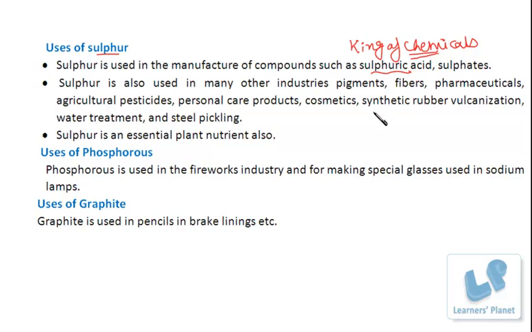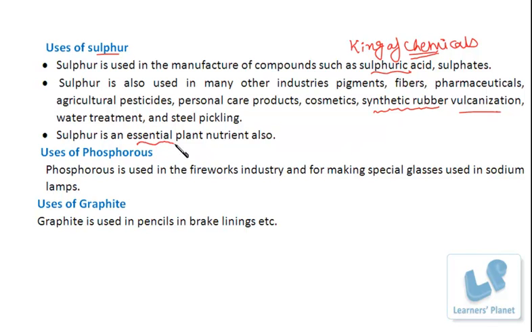Sulfur is actually mixed in the natural rubber in order to enhance its good properties, that is its elasticity, and to enhance the temperature at which it melts. So this is called synthetic rubber. Vulcanization is the process. That is when sulfur is added to the natural rubber. That process is called vulcanization.